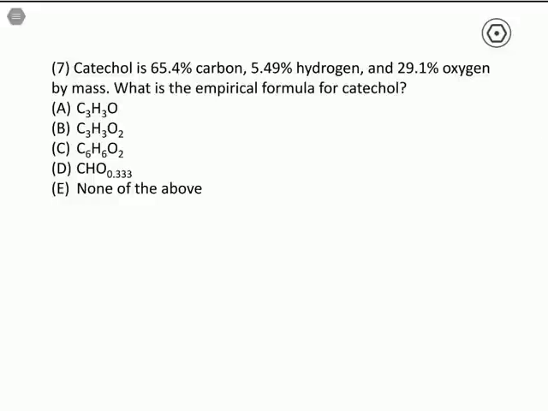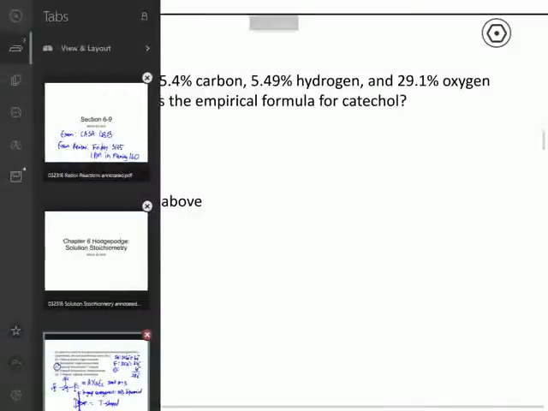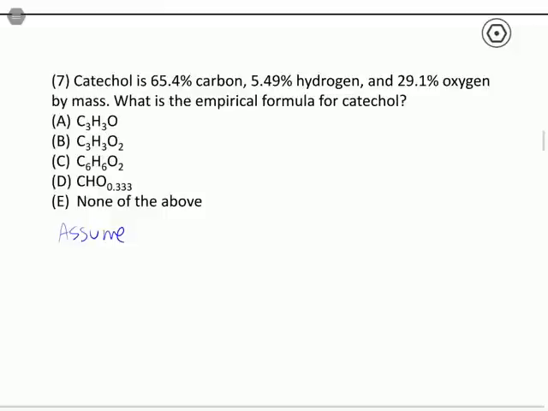Catechol is 65.4% carbon, 5.49% hydrogen, 29.1% oxygen by mass. What is the empirical formula for catechol? So for empirical formula problems, we need to find the moles of each element in the compound using the information in the problem. So if we're given mass percents like we are here, we assume 100 grams of compound.